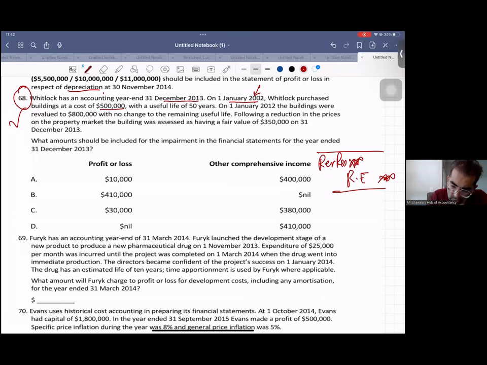Now, with a useful life, initially it was 50 years. On 1st January 2012, that means after 10 years, if you find the gap between 1st of January 2002 and 1st of January 2012, it's exactly 10 years, the building was revalued at 800,000 with no change to the remaining useful life. Following a reduction in the prices on the property market, the building was assessed to have a fair value of 350,000. Should I tell you one great thing? This is the case of upward revaluation and then downward revaluation.